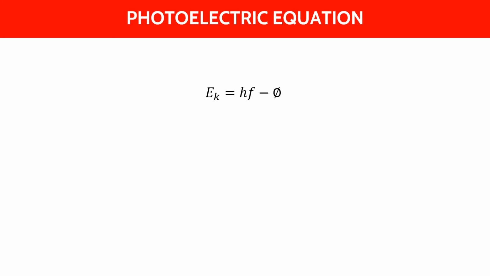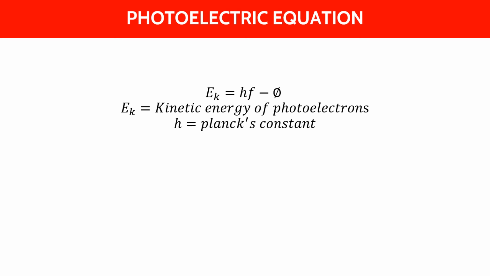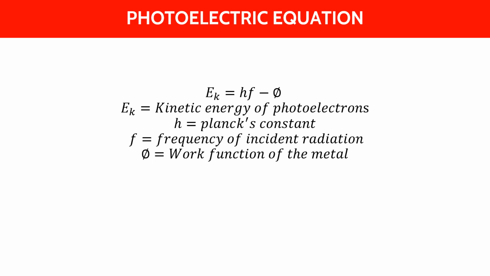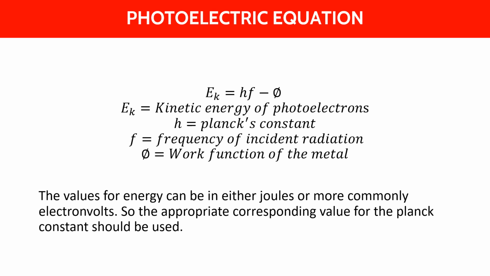Right, the photoelectric equation then. This is just a statement of the conservation of energy. If hf represents the incident photon, phi represents the work done against the metal in order to liberate the electron, then EK is the remaining kinetic energy of any emitted photoelectron.